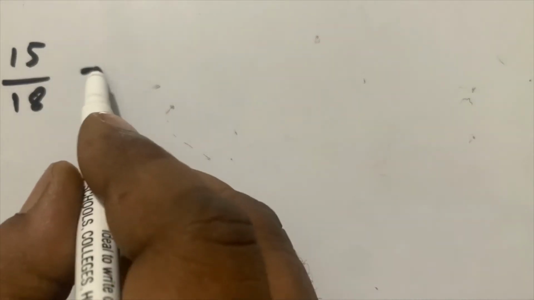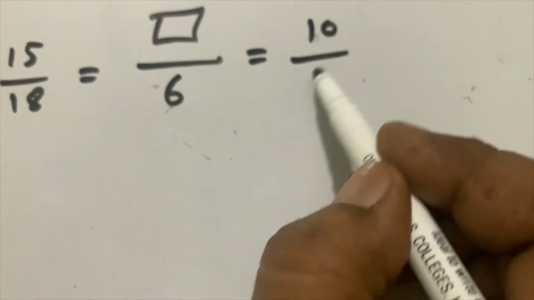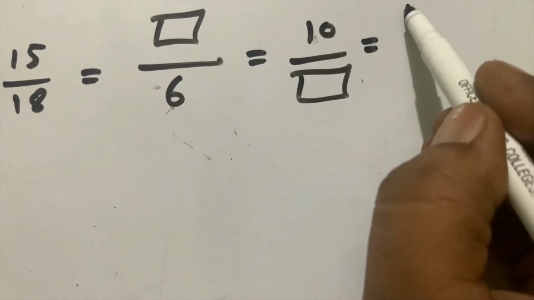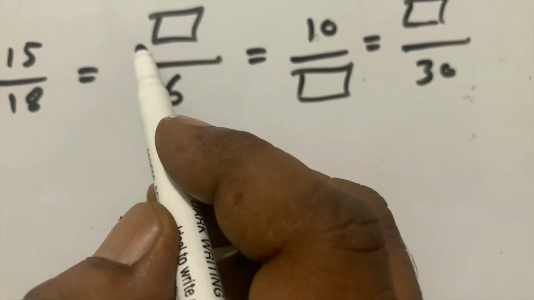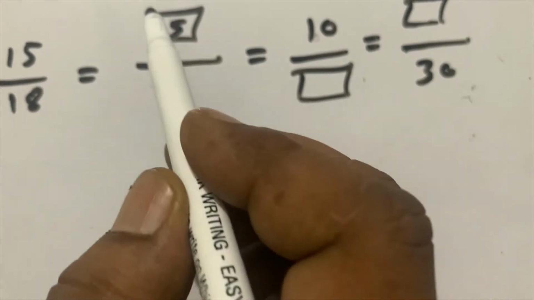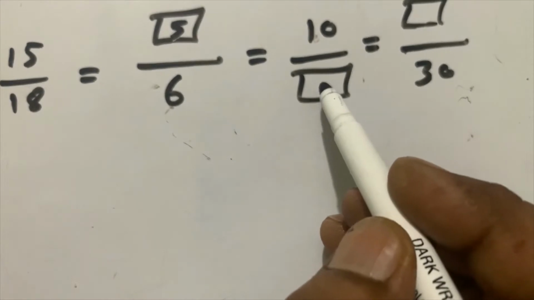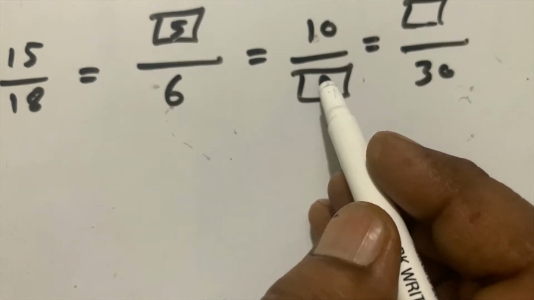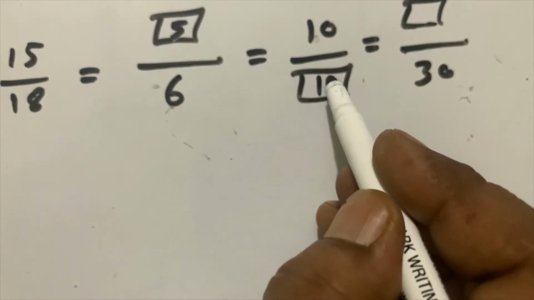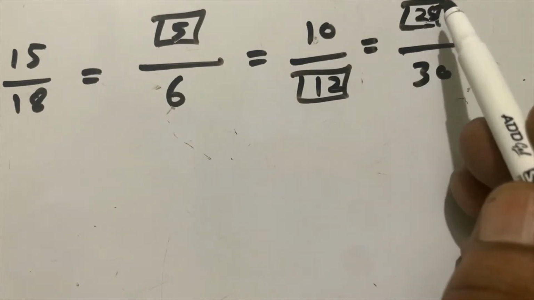15 upon 18 is equal to 5 upon 6 is equal to 10 upon 12 is equal to 25 upon 30. We got the result after solution.